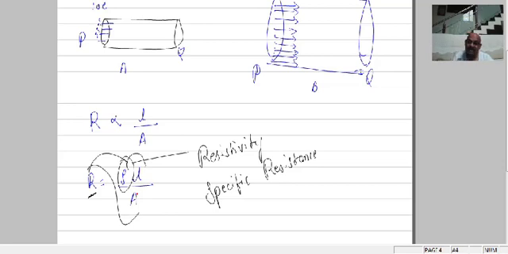Whereas resistivity depends only on the nature of the material of the conductor and temperature, which means resistivity does not depend on length. Resistivity does not depend on area. It doesn't depend on the dimensions of the conductor. That means length and area.